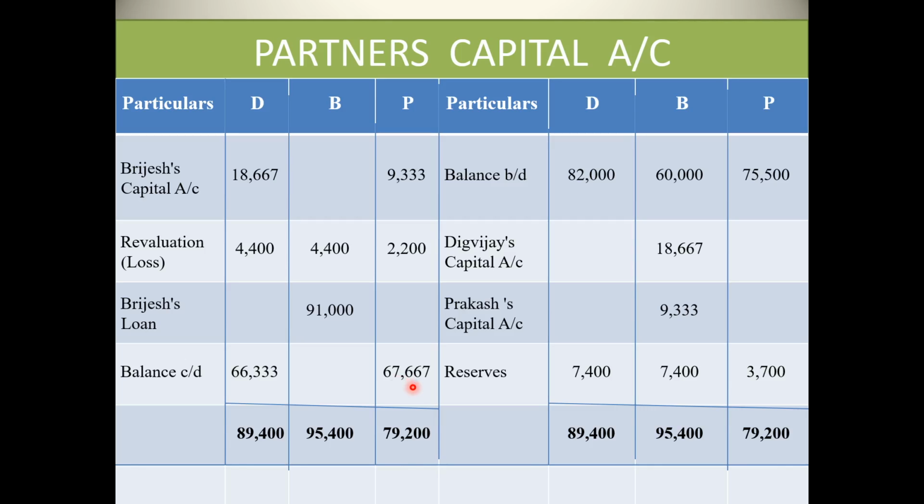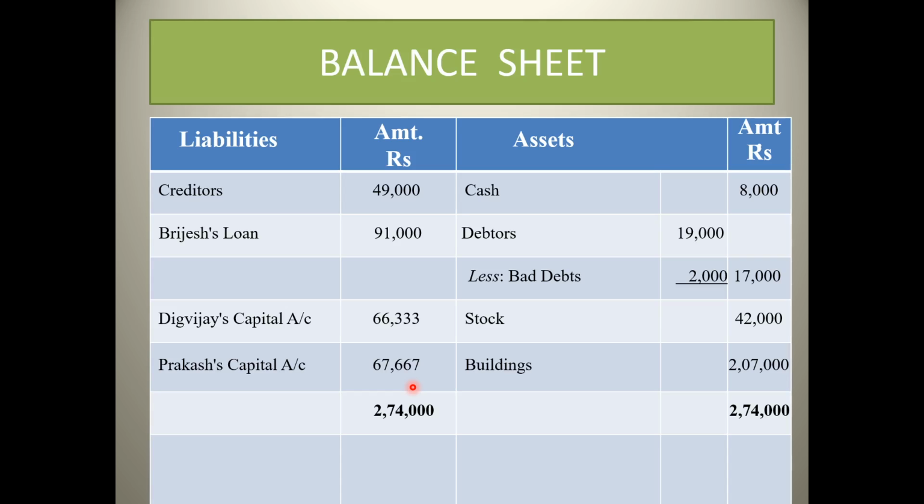Now we will check the revised balance sheet. First of all, on the liability side, only two partners are there, so Digvijay's capital we write here as 66,333, and Prakash's capital 67,667, which we got from the partners' capital accounts. This time Bridges does not remain a partner, so Bridges' amount is transferred to his loan account, therefore we write Bridges loan.